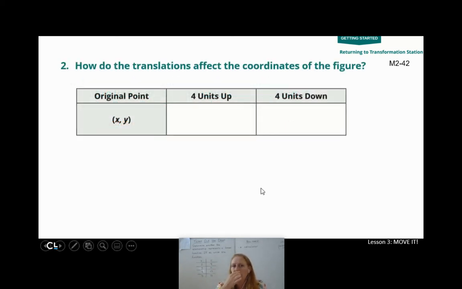So how did the translation affect the coordinates of the figure? Well, we were just looking and we noticed that when we went 4 units up, the x coordinate didn't change at all. But we did add 4 to our y coordinate, didn't we? And when we went 4 units down, we didn't change the x coordinate at all. Again, the x coordinate stayed totally the same, but we did subtract 4 from our y coordinate. So the x coordinates are staying the same. But when I went up 4, I added 4 to my y coordinate, and when I went down 4, I subtracted 4 from my y coordinate.